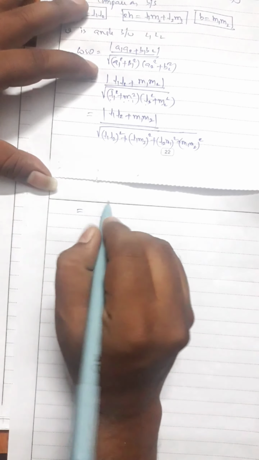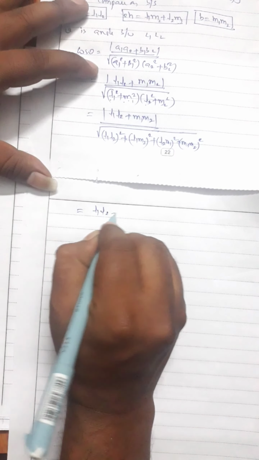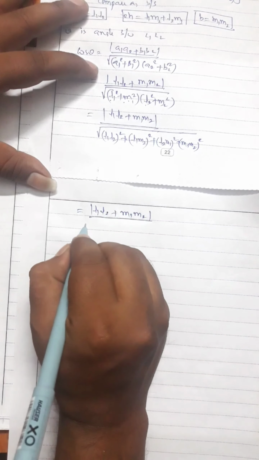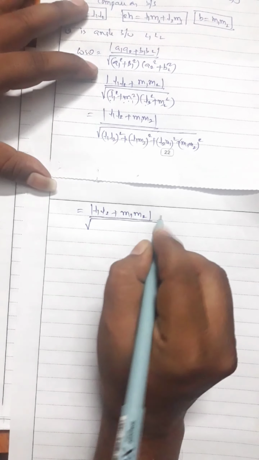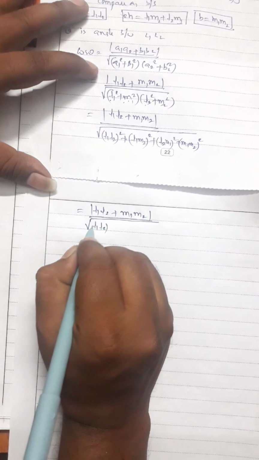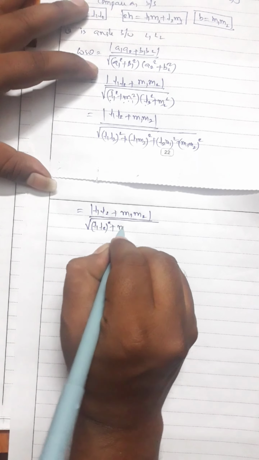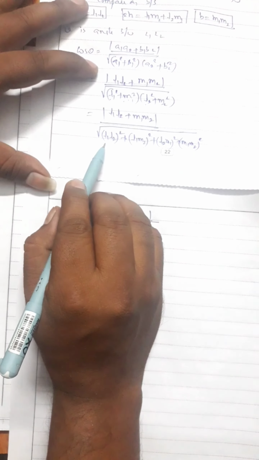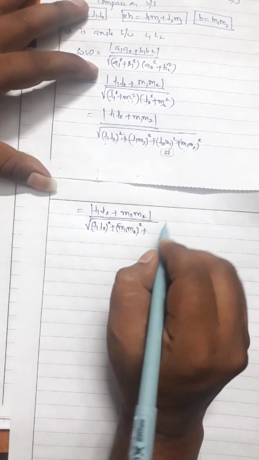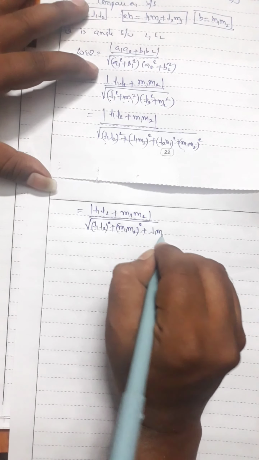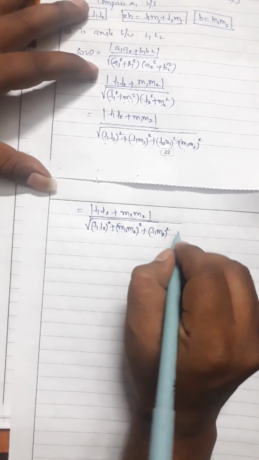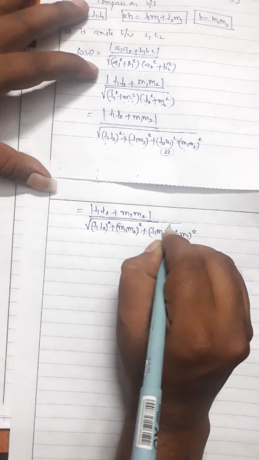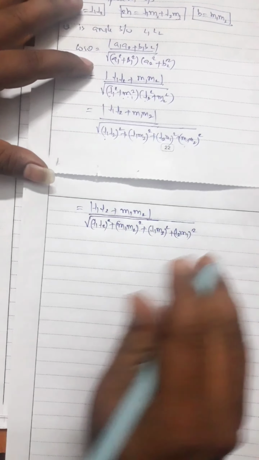We get mod of L1 L2 plus m1 m2 by the root of L1 L2 whole square plus m1 m2 whole square plus, adding the L1 m2 whole square plus L2 m1 whole square. So this is the form we got here.